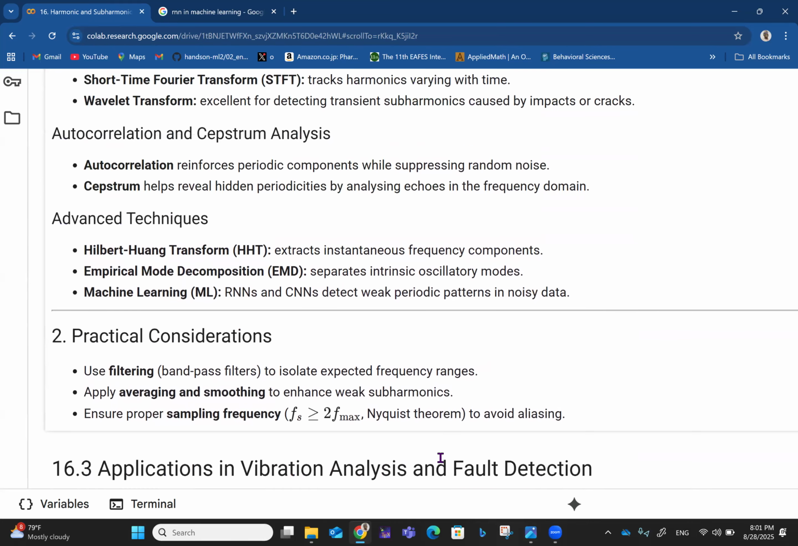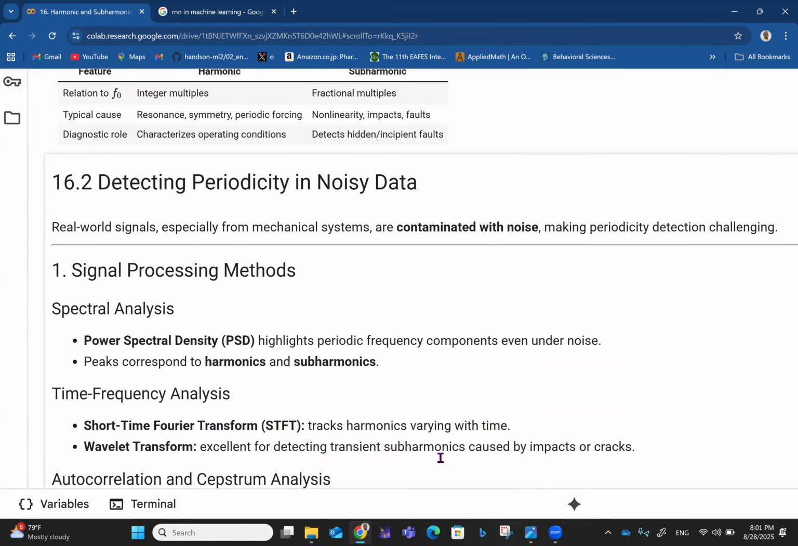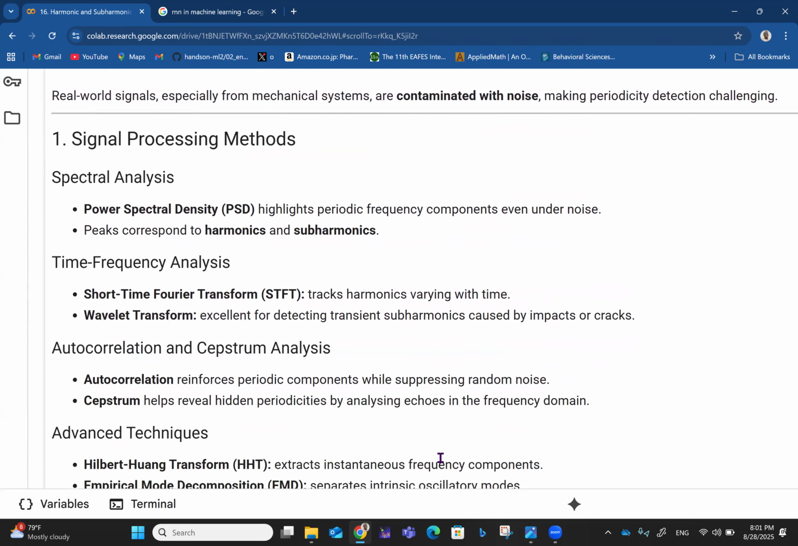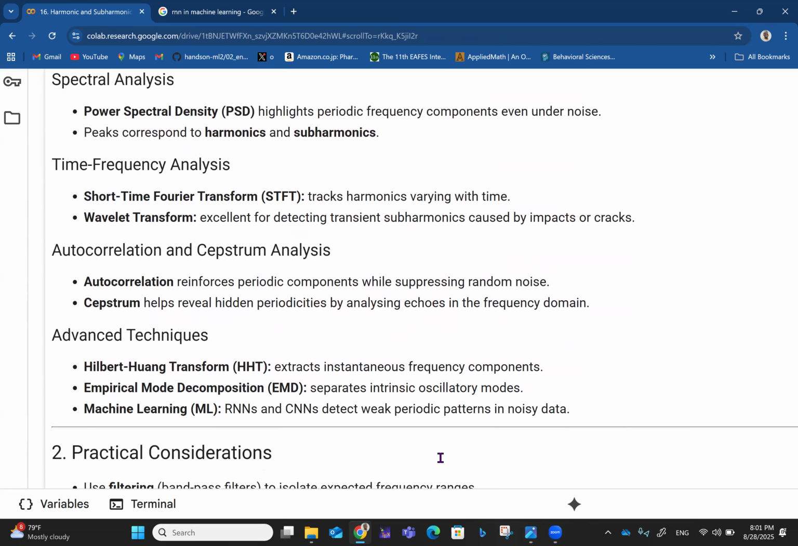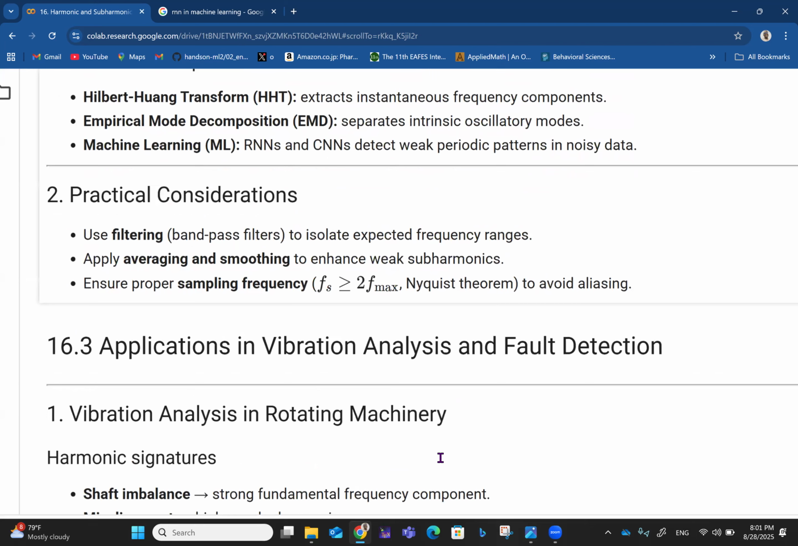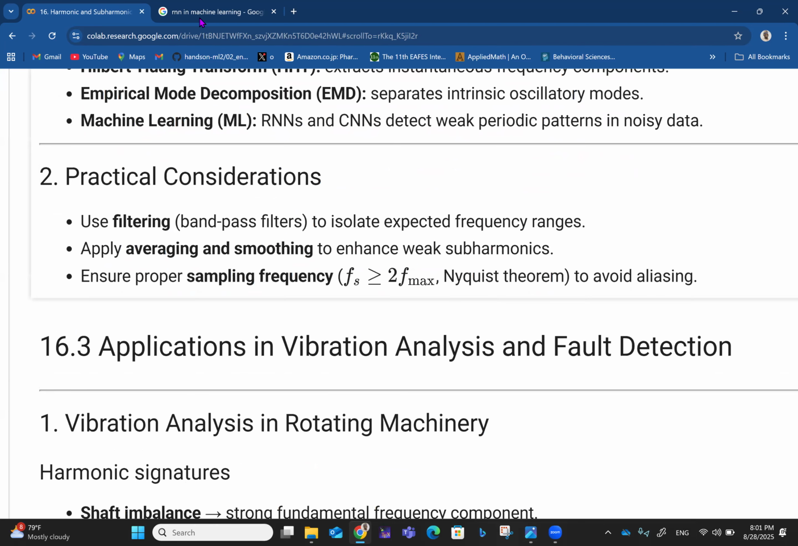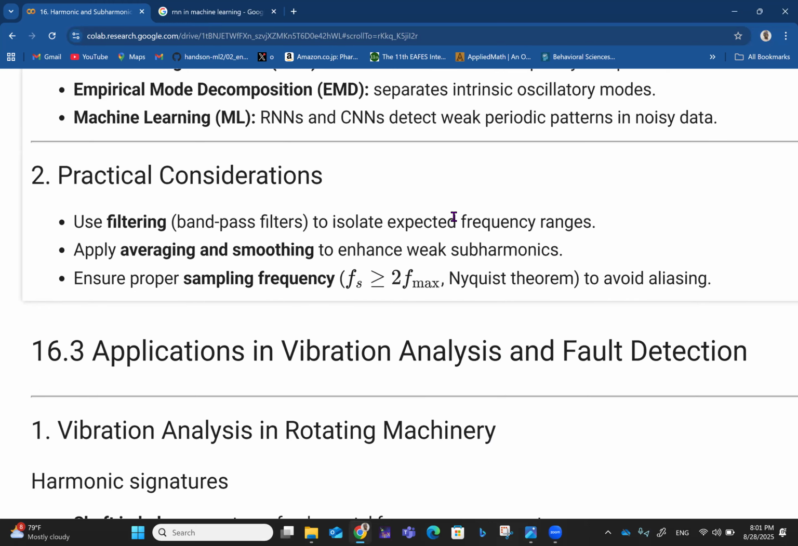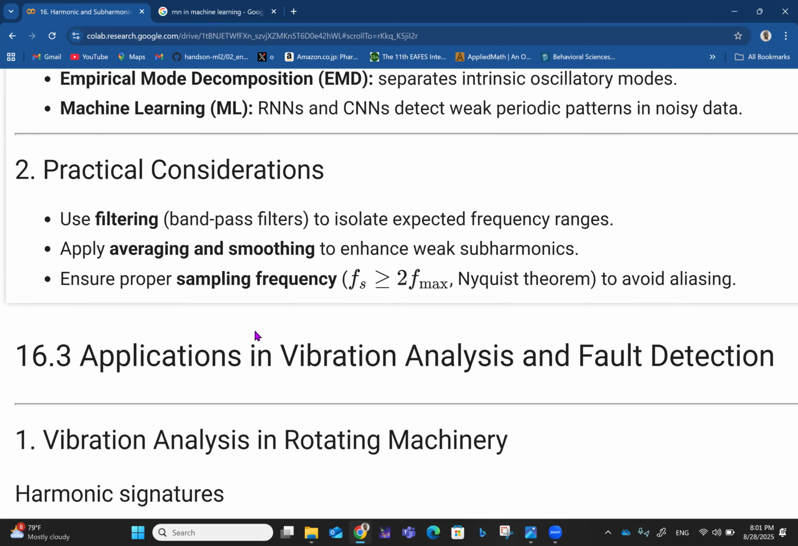So for practical considerations, under detecting noise periodicity, we can use signal processing methods like spectral analysis, time-frequency analysis, autocorrelation and spectrum analysis, as well as advanced techniques. Then practical methods: we can use filtering, like band pass filters, to isolate expected frequency ranges. Then we can apply averaging and smoothing to enhance weak subharmonics.